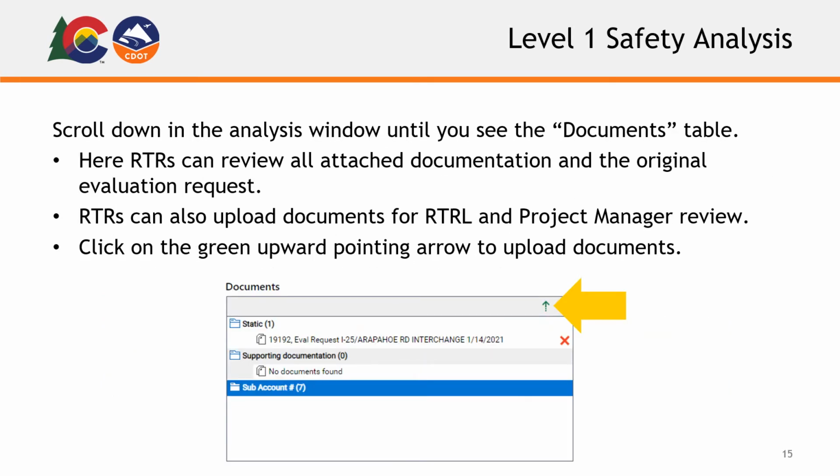Scroll down in the analysis window until you see the Documents table. Here, RTRs can review all attached documentation and the original evaluation request. RTRs can also upload documents for RTRL and Project Manager review. Click on the green upward pointing arrow to attach documents.